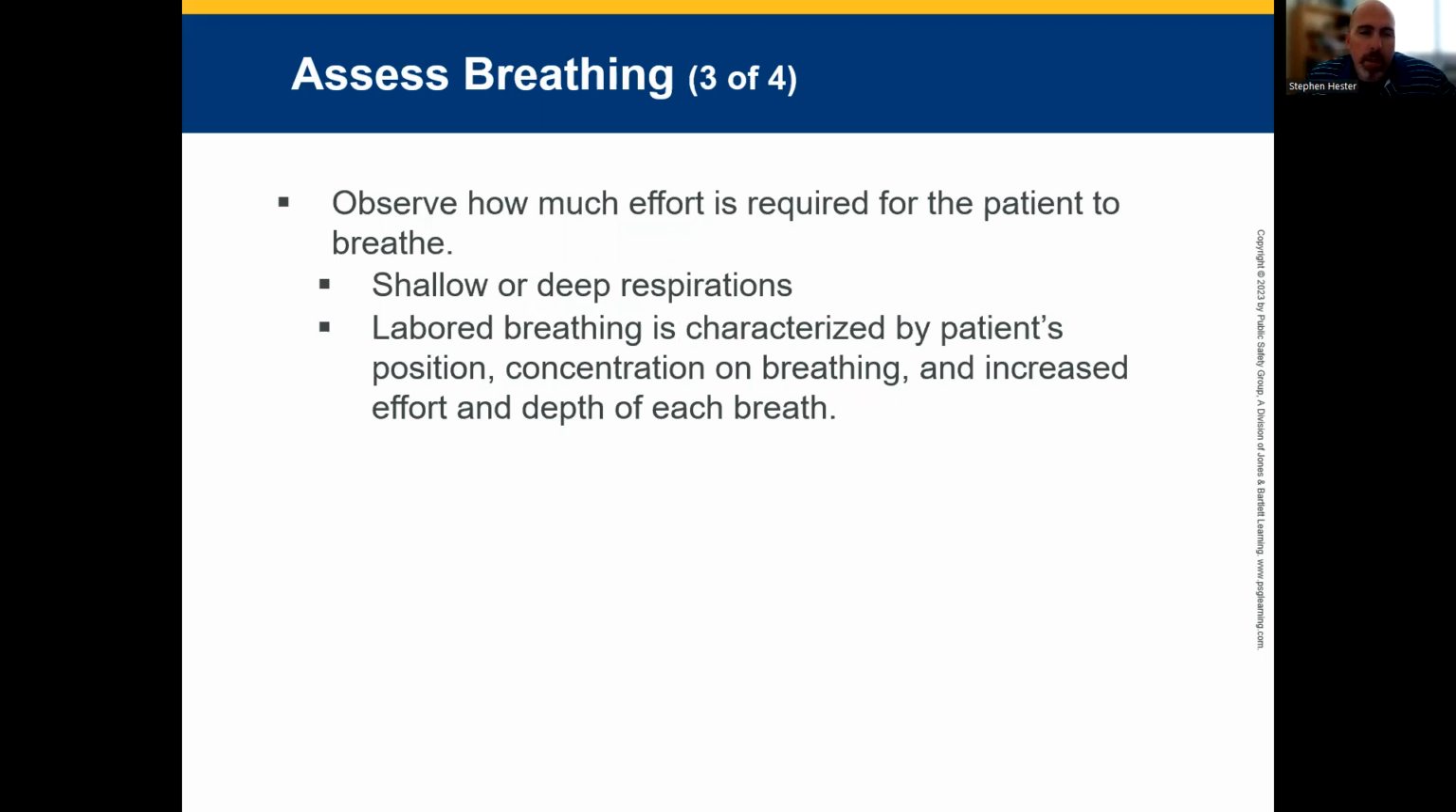All right, observe how much effort is required for the patient to breathe. Shallow respirations can be identified by little movement. Deep respirations cause a significant rise and fall of the chest. And so you need to be able to document which way. Always document what your patient looks like upon your arrival. Okay, this gives you the ability to treat these patients the way that you feel they need to be treated. Please remember, if you don't document it, they're not going to believe why you did what you did. So just keep that in mind.